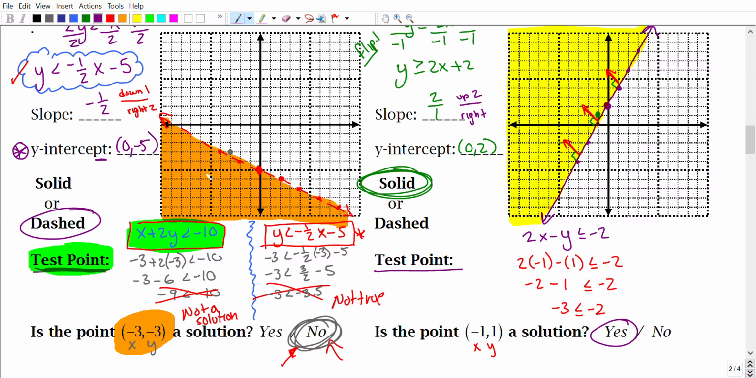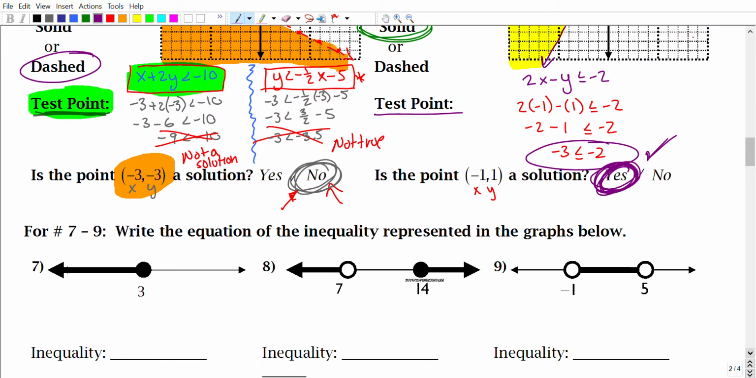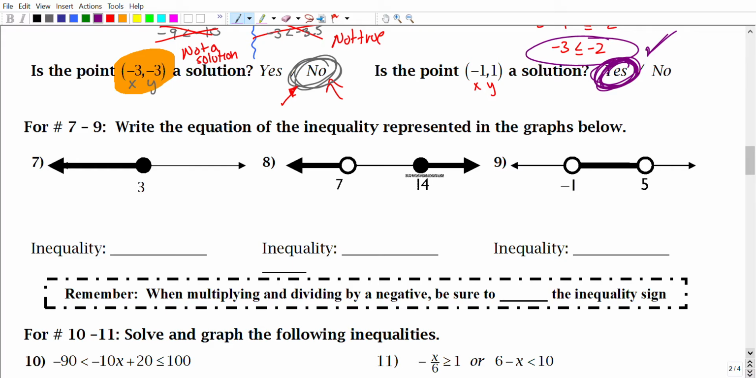Is that true? Is this right here a true statement? Is -3 less than or equal to -2? Yes, it is. And because it passed our test by substituting it back into the inequality, and it also passed our visual test, which is by just looking at it on the graph that we have, we know that this is definitely a solution. Okay? All right. I think we are good with that.